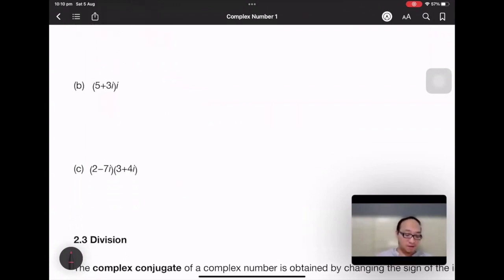For B, we do the same thing. So this becomes 5i plus 3i squared. And remember that i squared equals negative 1. So this will become 5i minus 3. Or I can rewrite it as negative 3 plus 5i.